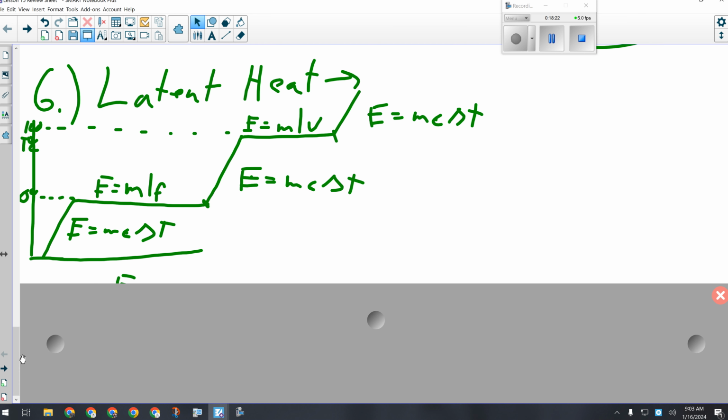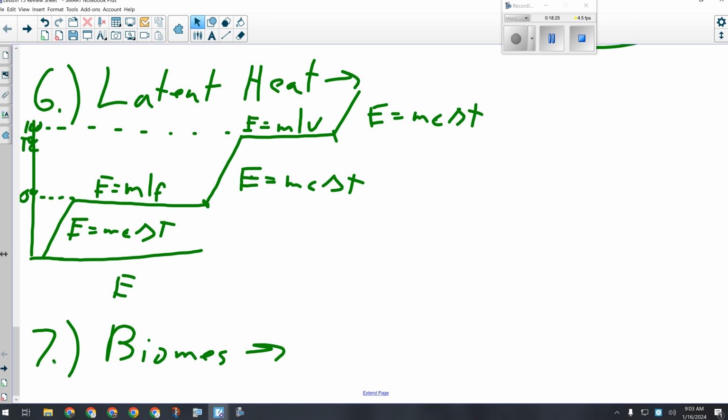All right, and then the last thing is biomes, which is what we went over yesterday. Okay, so make sure you know your biomes because there are 3 multiple choice questions, okay, where I give you a picture and a description of the biome and you have to pick it, okay, and then there's the climate graph question, okay, where you have to match the climate graph with the specific biome.